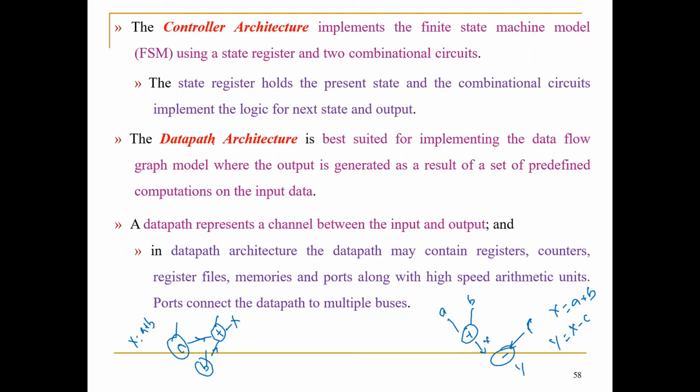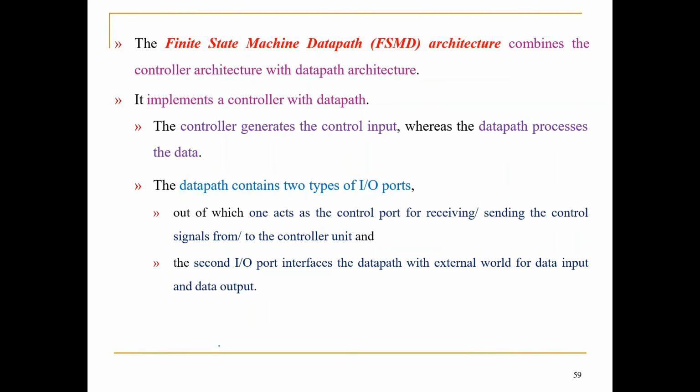Data path architecture represents the channel between the input and output. But the inputs, whatever you are going to give here, are predefined inputs. The data path architecture will also contain registers to hold the data, counters, register files, memories and ports along with high-speed arithmetic units and other control units. So this is more complicated compared to the controller architecture. Basically, this is how you go with the real-time implementation. Finite state machine with data path is actually the combination of the 2 things I studied.